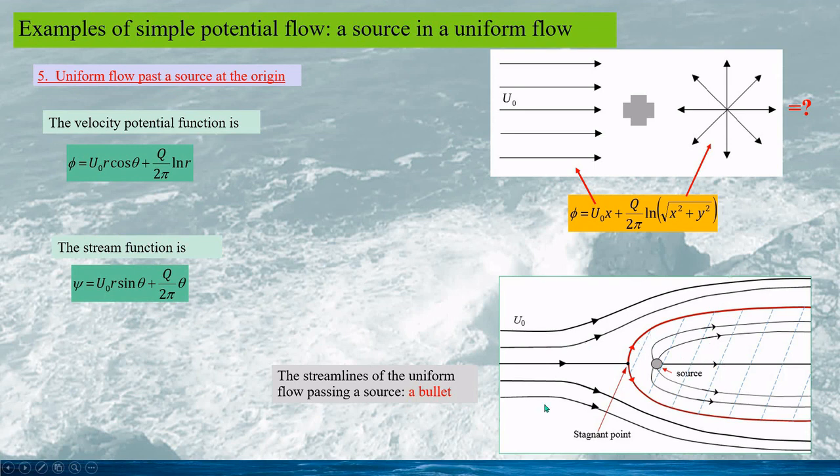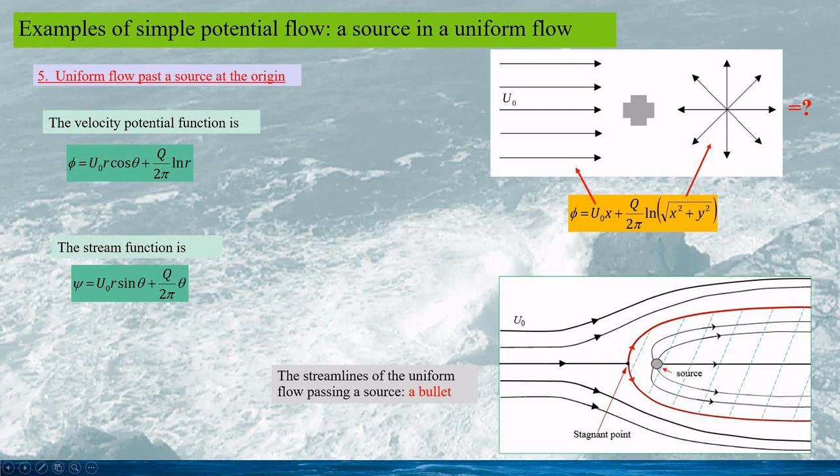In fact, the red line actually separates the uniform flow, the flow outside of the red line, and the flow of the source inside the red line. There's no flow across the red boundary. This is exactly the same as a non-penetration boundary.